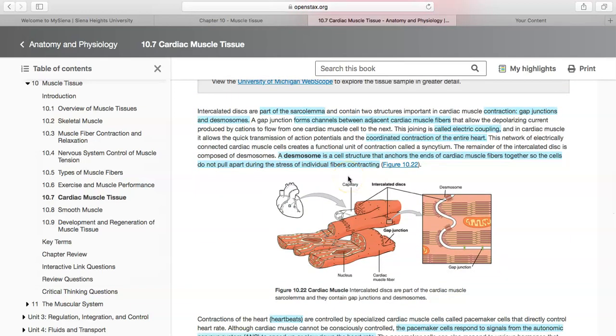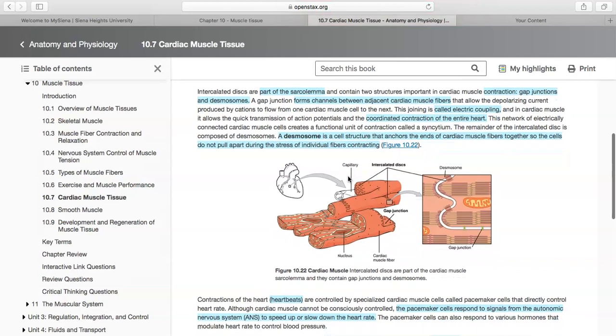Those intercalated discs are part of the sarcolemma, and they have two important structures that I want to talk about. So basically, both of these structures are going to support muscle contraction. So the first are the gap junctions, and the second are the desmosomes. We talked about gap junctions a little bit before, but gap junctions form channels between adjacent muscle fibers.